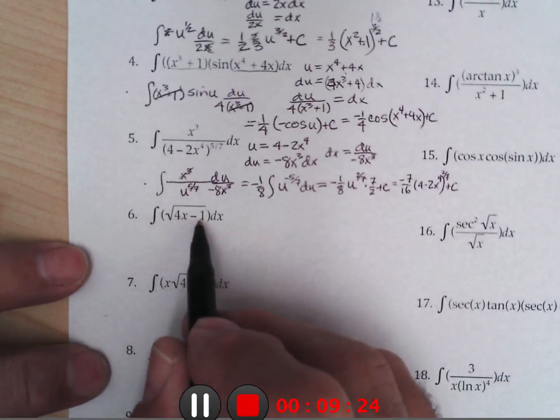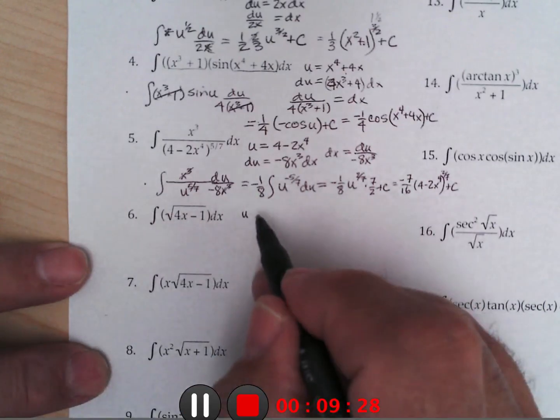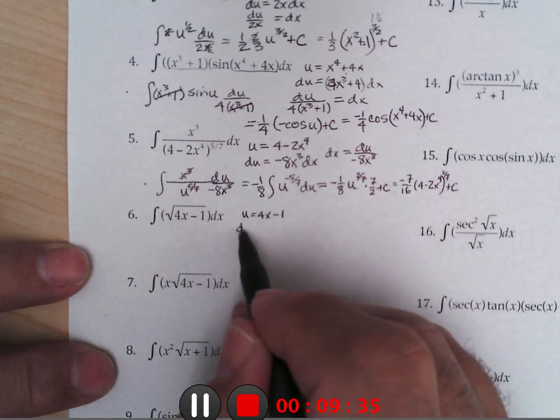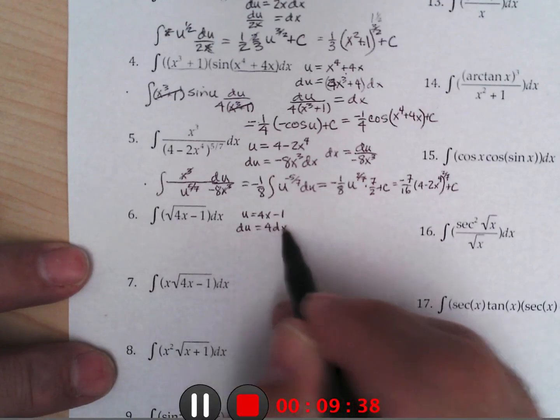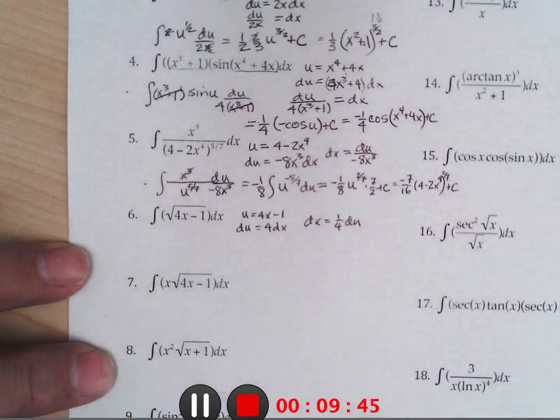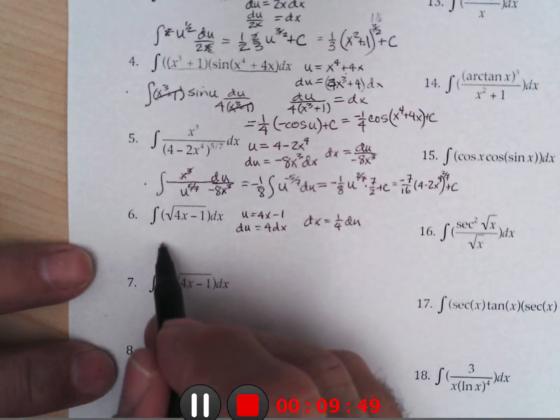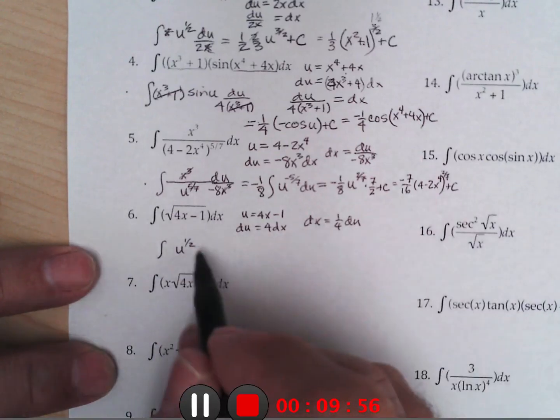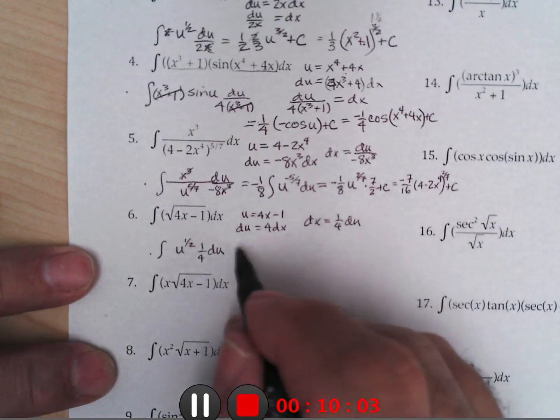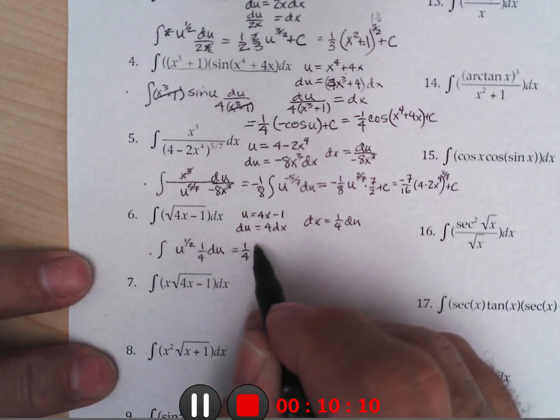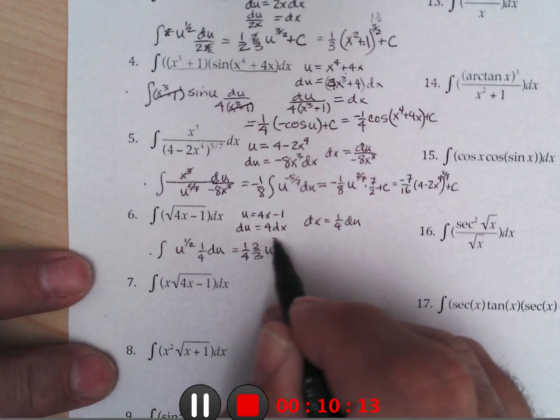All right, so I'm going to let u be the stuff inside the square root, which would be 4x minus 1. Since it's power 1, this will be a simple derivative. Derivative of u will be 4 dx. So dx will equal 1/4 du, dividing both sides by 4. So this becomes the integral of u to the 1/2, and dx is 1/4 du, that 1/4 comes out, and the integral of u to the half would be 3/2 and divided by 3/2, which means multiplied by 2/3 u to the 3/2 plus c.